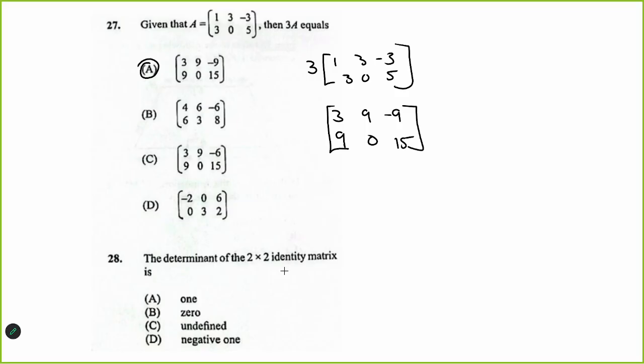The determinant of a 2 by 2 identity matrix. This is a rule that you're supposed to know. The determinant of an identity matrix is 1. Right, so for 28 the answer is A.